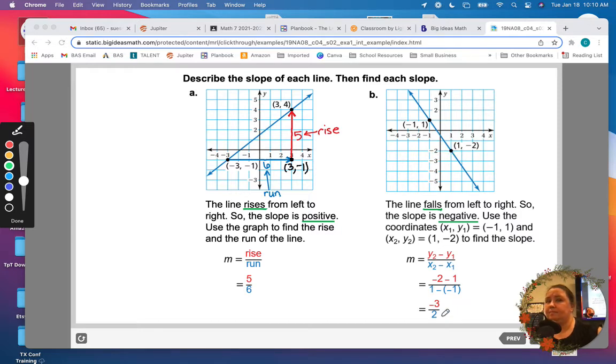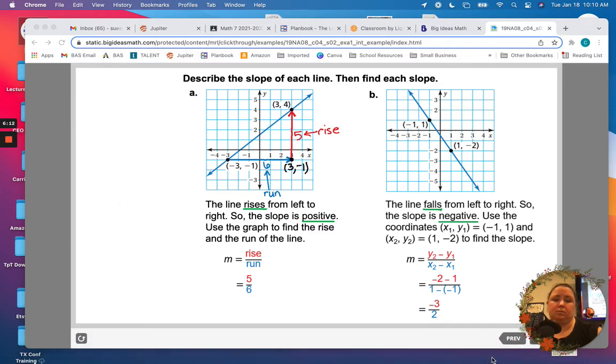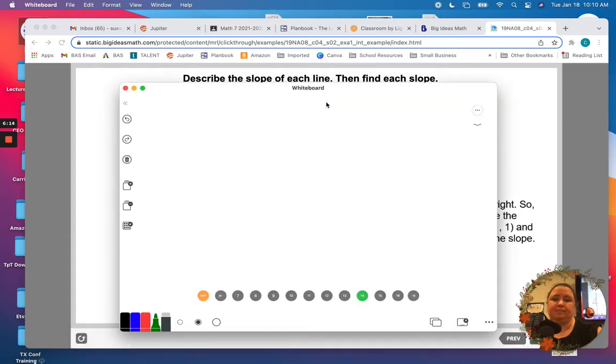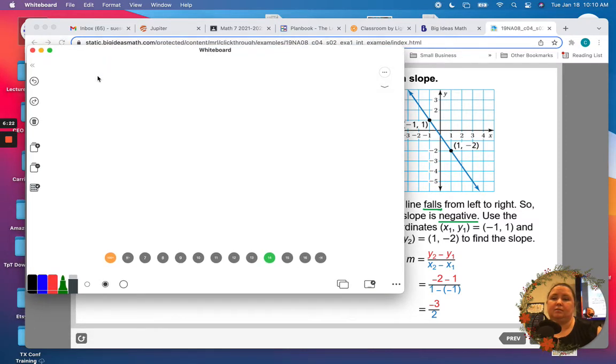Make sense? Okay, now I'm going to show you how to do it mathematically instead of counting. So let me get my whiteboard. Okay, so remember, where's my marker? Right here. Thank you.